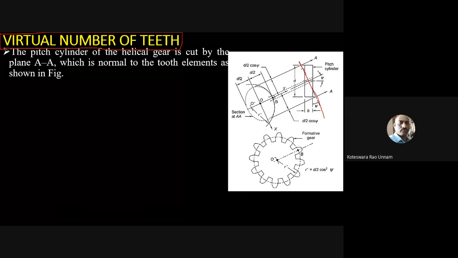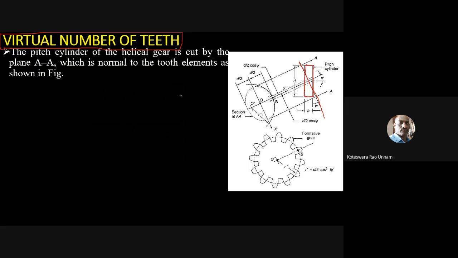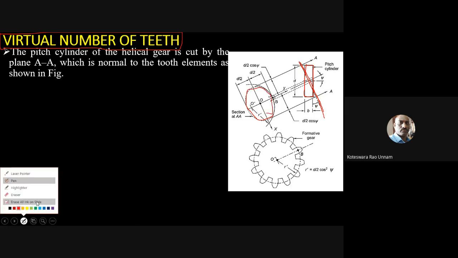So this is the pitch cylinder. Here we cut a section, not XX, it is AA. So this section is AA, and if you project the auxiliary view of that one, it looks like an ellipse. Here the sectional view is going to be an ellipse, which is shown as a dotted line.